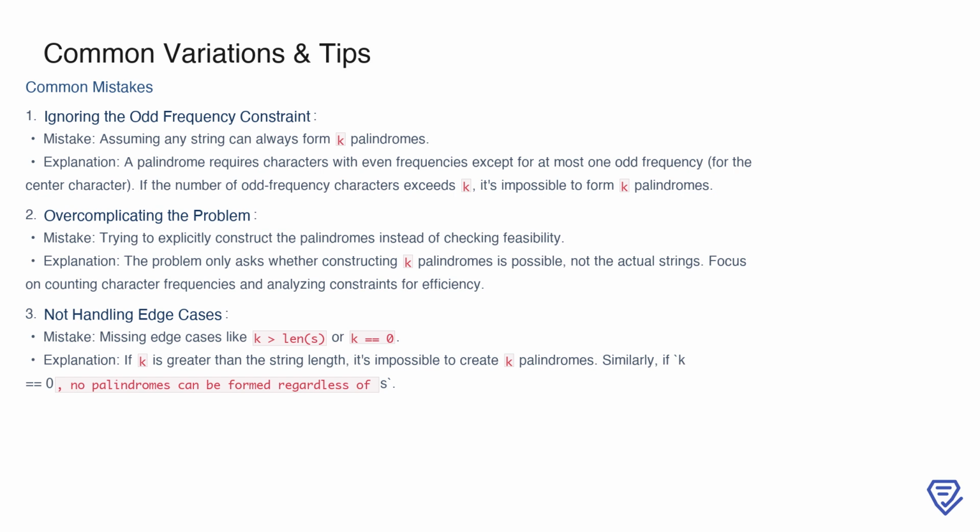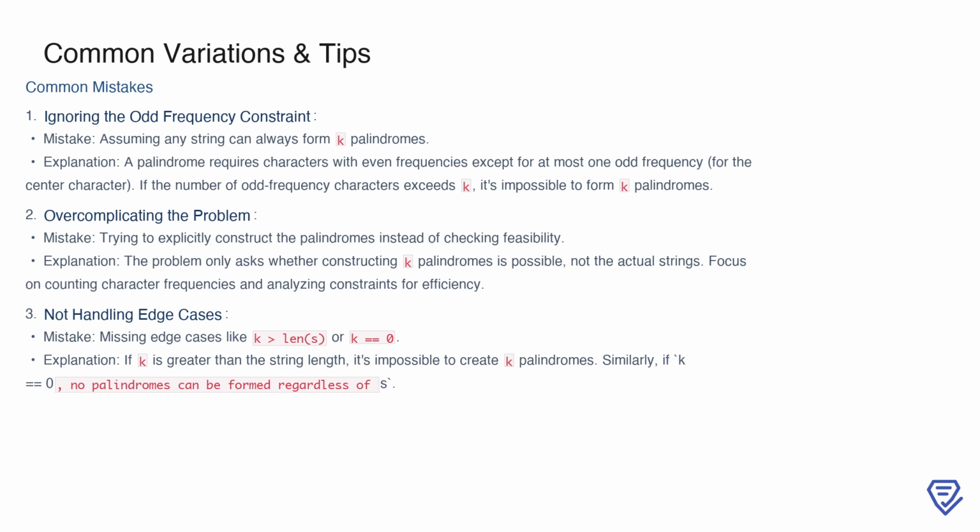Another mistake is overcomplicating the problem by trying to explicitly construct the palindromes. The problem only asks whether constructing k palindromes is feasible, it doesn't require actually building them. Instead, focus on counting character frequencies and analyzing the constraints efficiently.